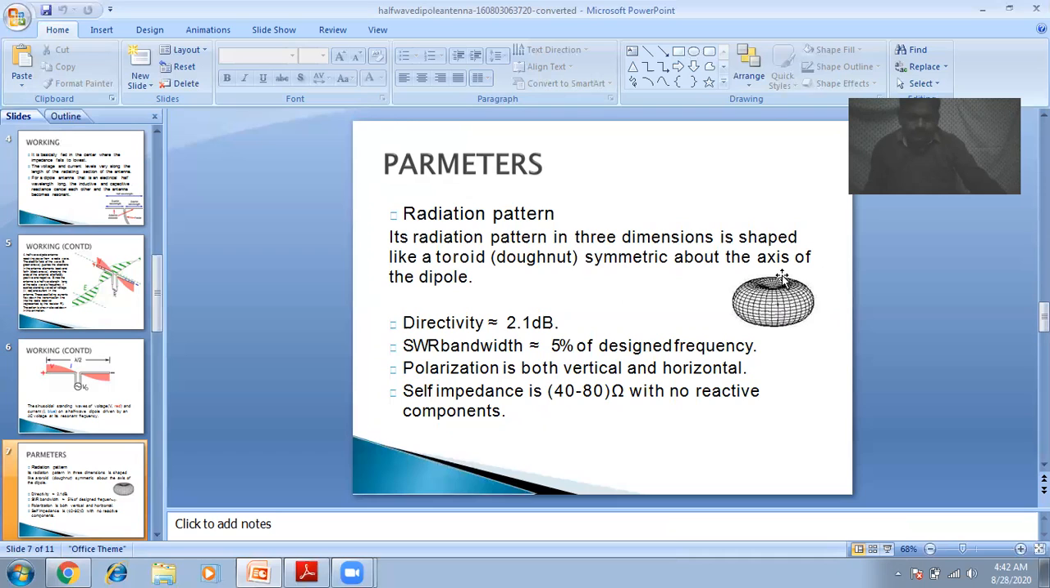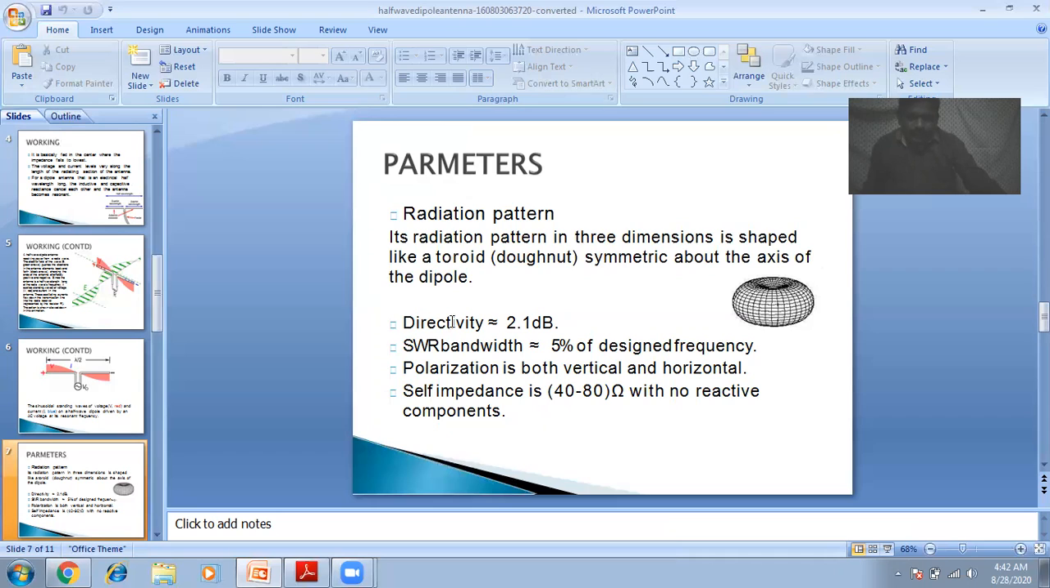That means if you cut this pattern horizontally, in this way, you will get a circular pattern. If you cut this pattern vertically, automatically you will get a figure of eight pattern. That also will be seen in the coming slides.